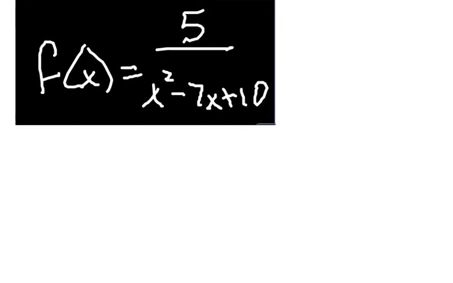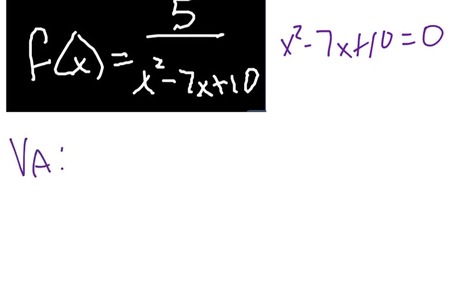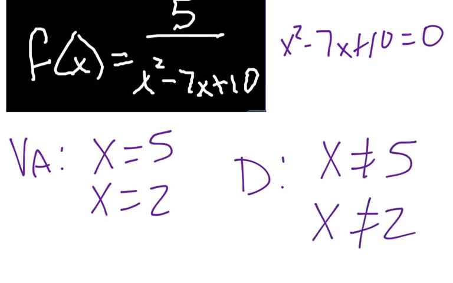So if you take this one, once again, we only care about the bottom. So that would be x squared minus 7x plus 10 equals 0. Go to your table, or factor it if you want. It doesn't matter to me. You're going to figure out that your vertical asymptotes are x equals 5 and x equals 2, meaning your domain is x is not equal to 5, x is not equal to 2.